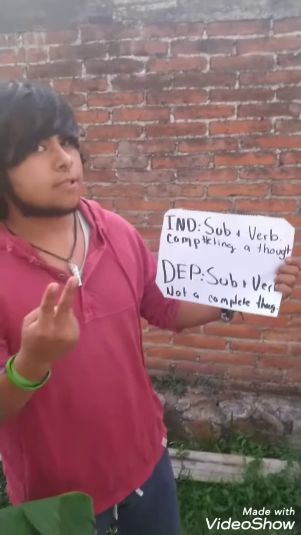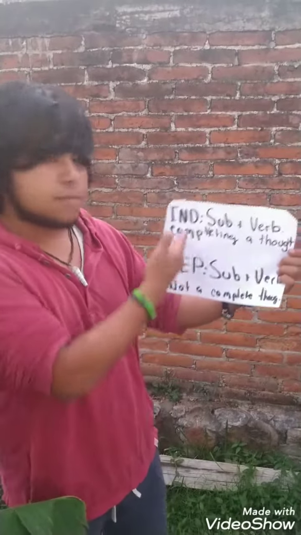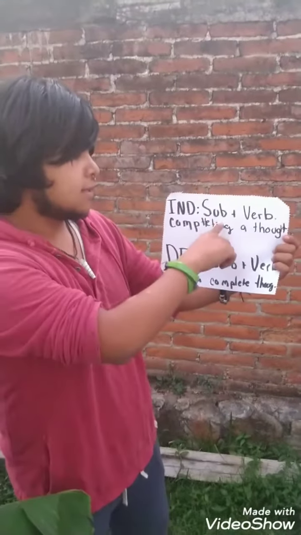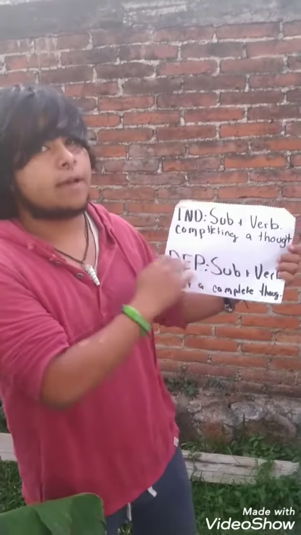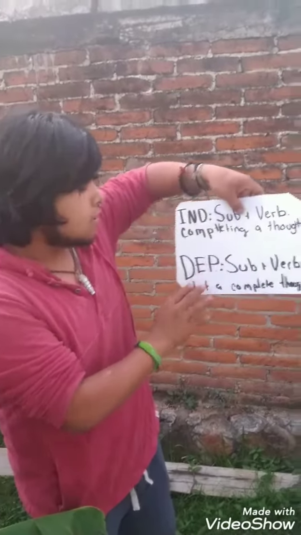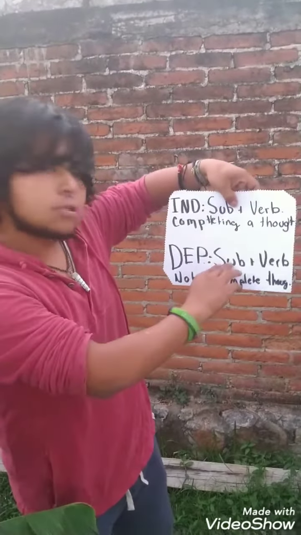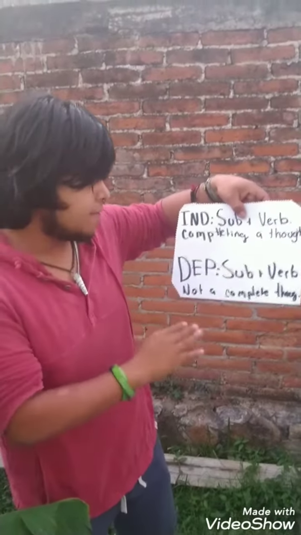We can find different types of clauses. Well, we have two types of clauses. We have independent clauses and dependent clauses. The independent ones consist of having a subject and a verb, and they are always completing a thought. They state a thought. Remember that. And the dependent clauses also contain a verb and a subject, but they never complete a thought.